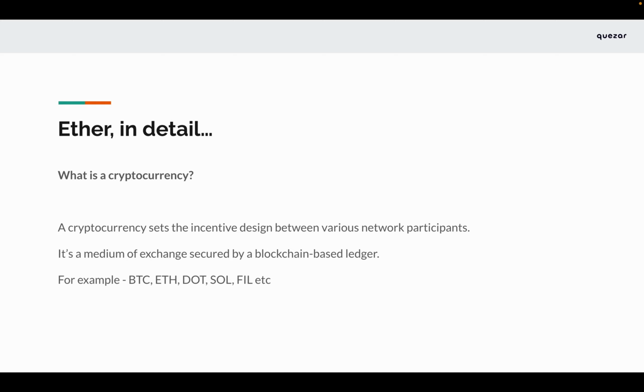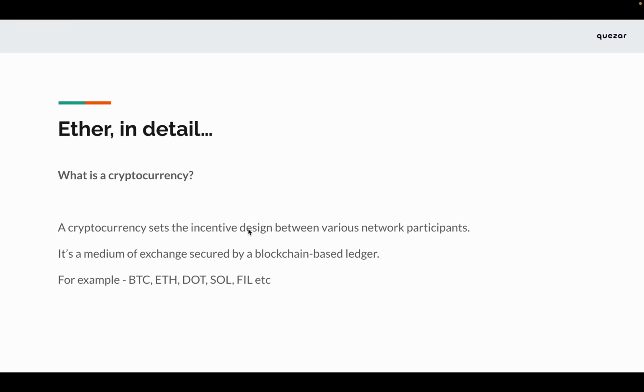In this video, we'll dive deeper into Ether. So before we talk more about Ether, let's try to understand what a cryptocurrency is first. A cryptocurrency sets the incentive design between various network participants, and it's sort of a medium of exchange between these participants that is secured by a blockchain-based ledger. There are multiple examples of cryptocurrencies like Bitcoin, Ethereum, Dot, Solana, Filecoin, etc.